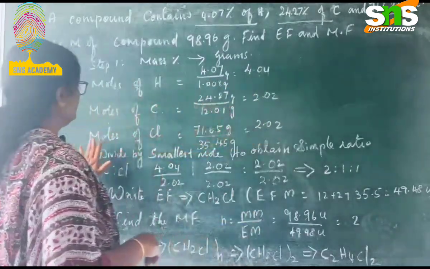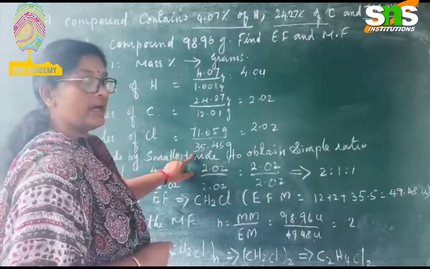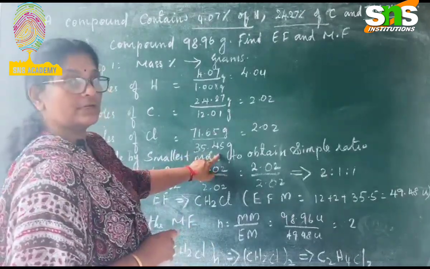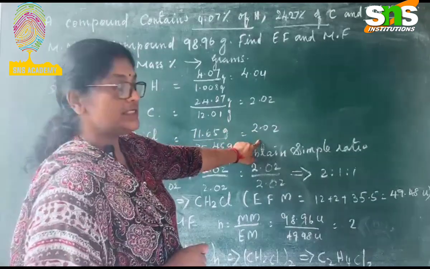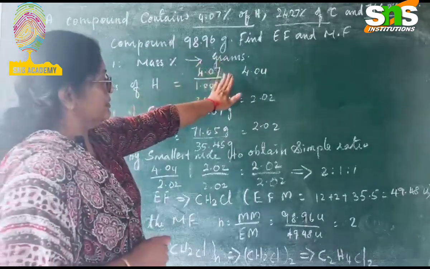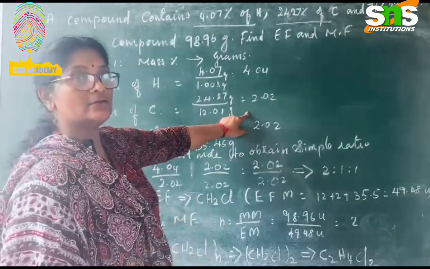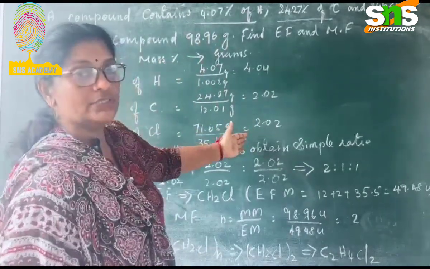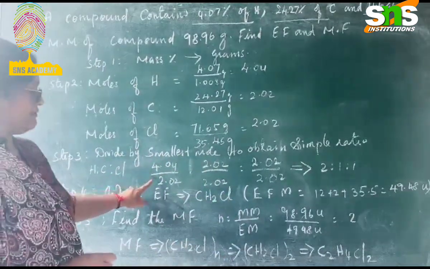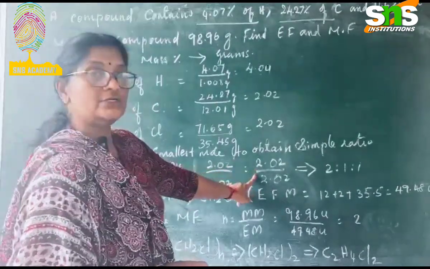You can take it as 2. And the number of moles of chlorine, it is given mass 71.65 divided by the molar mass, or the atomic mass of chlorine, which is 35.45 gram. Now you are getting the number of moles as 2.02. Now the third step is to divide all the numbers of moles by the smallest number of moles that you obtain. So 2.02 is the smallest number of moles. So all these numbers of moles can be divided by that in order to get the simplest ratio of it. So when you divide 4.04 by 2.02, you will be getting 2, the other one as 1, and the third one is also 1.